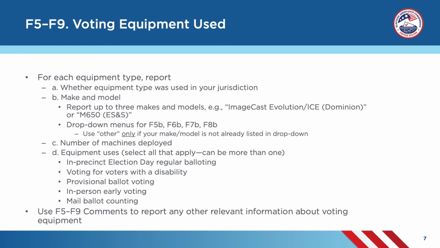Lastly, for each type of equipment, you'll report on what purposes it was used for, including in-precinct election day regular balloting, voting for voters with disabilities, provisional voting, in-person early voting, which includes in-person absentee voting, or counting mail ballots. You can select all that apply here. There are a lot of nuances in how jurisdictions use their voting equipment. We encourage you to use the comments box appended to these questions to note any item where you feel like the options don't quite capture your jurisdiction accurately.